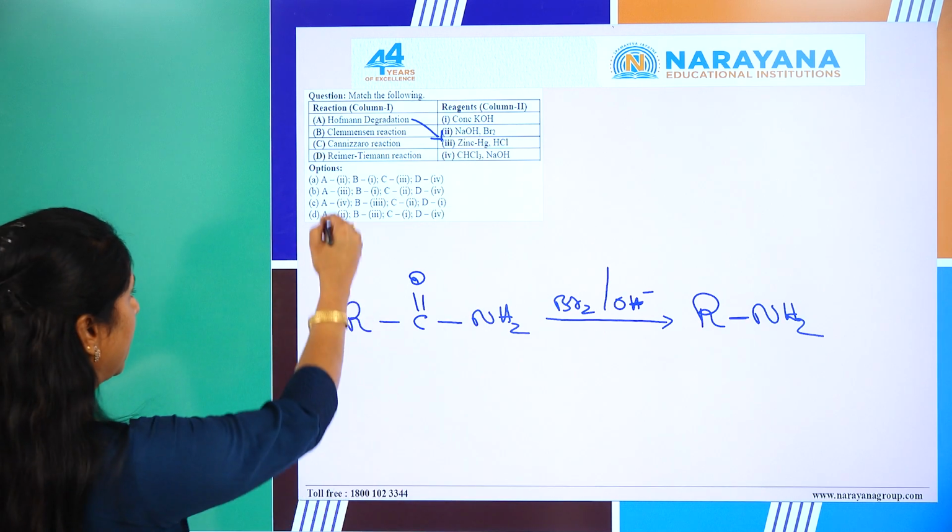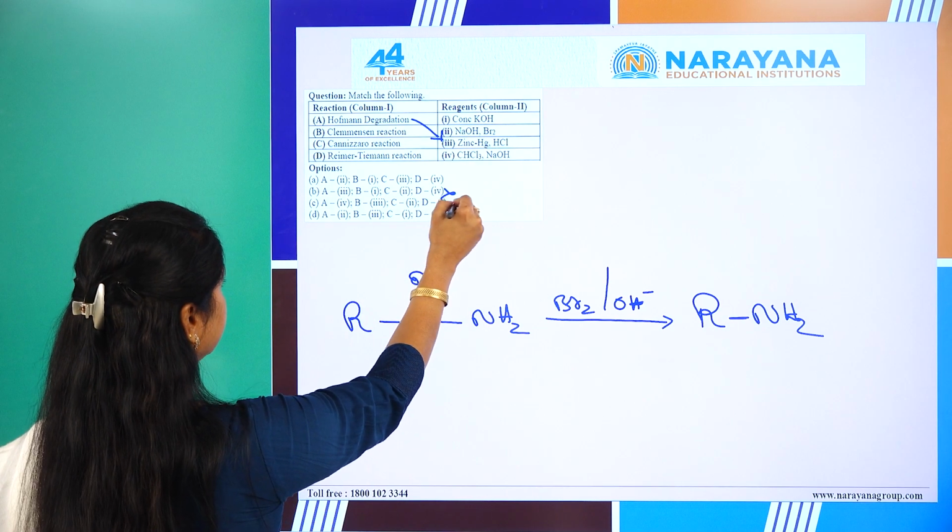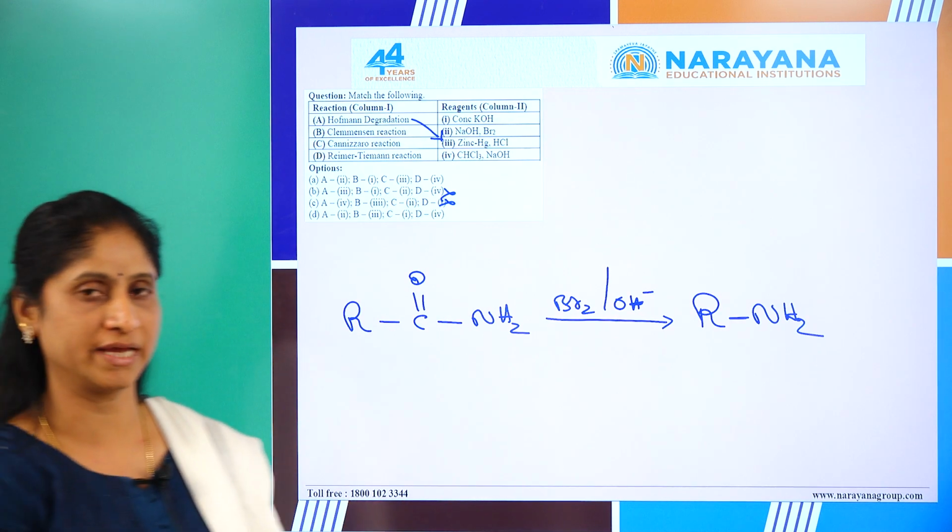Option 2 has only A and D, so I am eliminating these two. You can also observe the elimination mechanism.